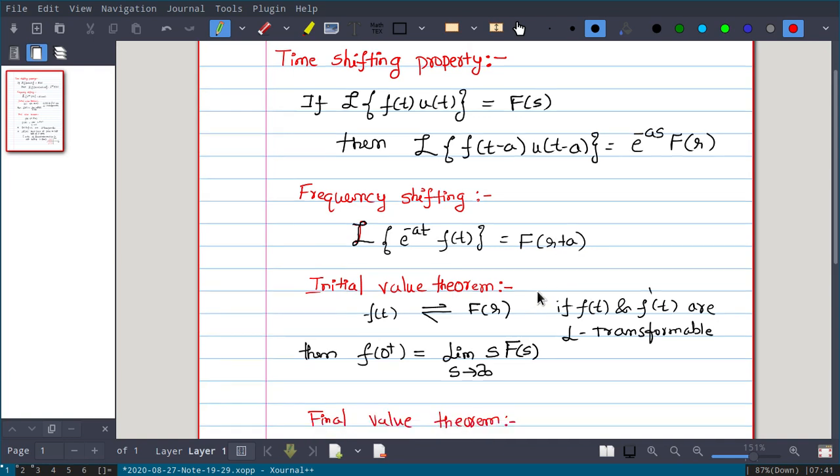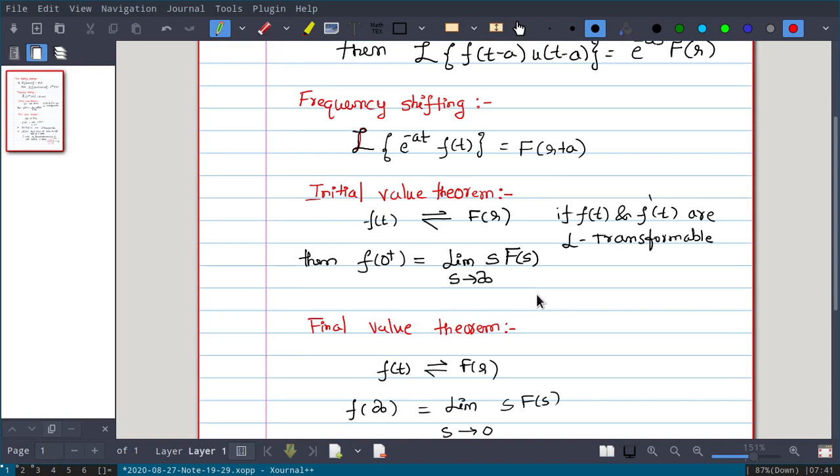Then two theorems are helpful. One is the initial value theorem. That means f of t is given and its Laplace transform is F of s, and its inverse transform is f of t, and that's why it is shown like this. This means there exists a Laplace transform for f of t, and its inverse Laplace transform also exists.